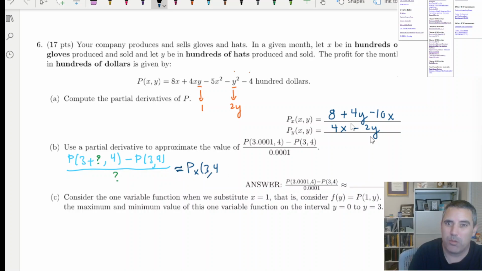So this is asking you to just plug in 3, 4 into the partial with respect to x. So x is 3, y is 4. So it's going to be 8 plus 16 minus 30, which is negative 16. Hopefully I did my arithmetic right.